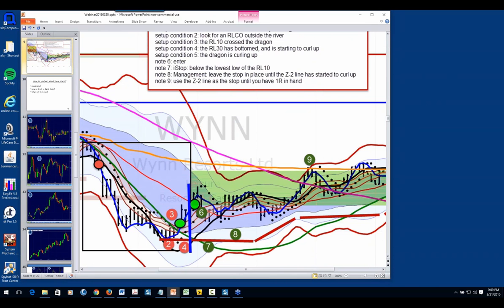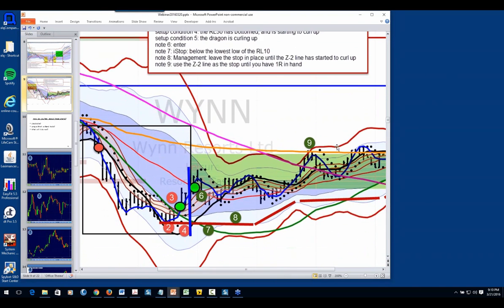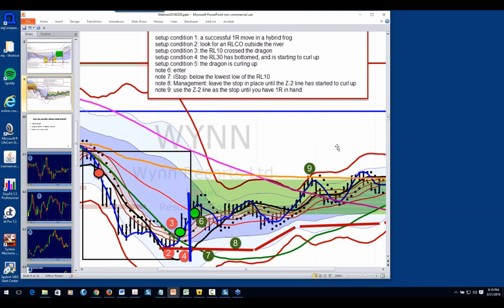That's just setup condition 1 anyway. Let's see, let me pull this down a little bit so we can see. All right, so pattern number 1. We've had a successful 1R move in this downward direction.